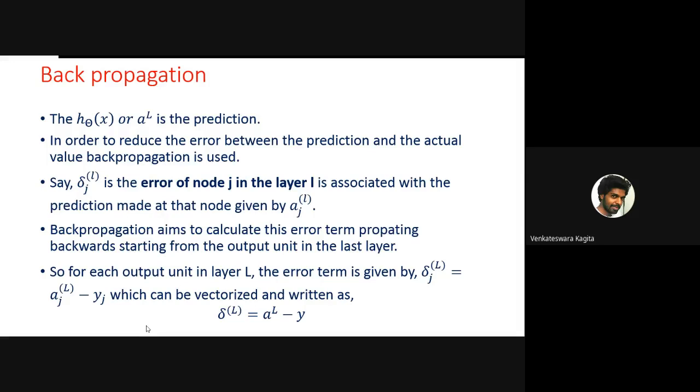Okay, thanks. So this is the error at the last layer, delta L equal to AL minus Y in a vectorized implementation. So for all the output layers, you are computing the difference between the actual and the predicted. Predicted is AL and the actual is Y. So this is the difference that you are calculating at the last layer, which is the error at the last layer. All right.